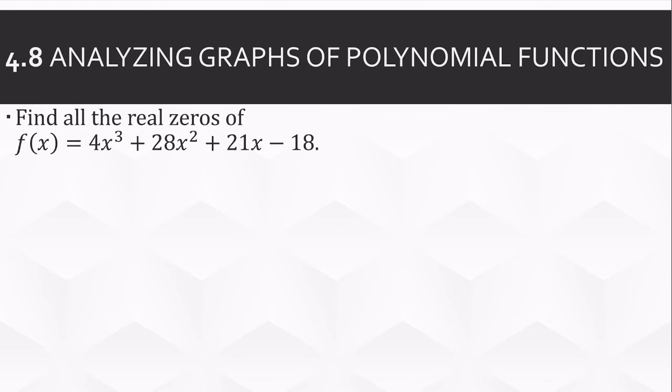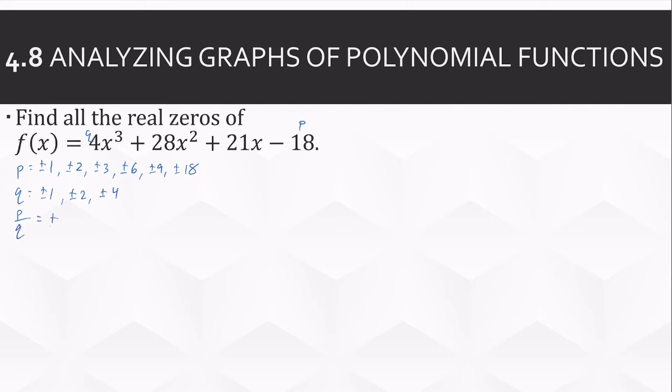I don't think factoring will work, so let's do p's and q's. P's are factors of the constant, so that's 1 times 18, 2 times 9, 3 times 6. Q's are factors of the leading coefficient, so that's 1 times 4 or 2 times 2. So p's over q's, wow, there's a lot of them.